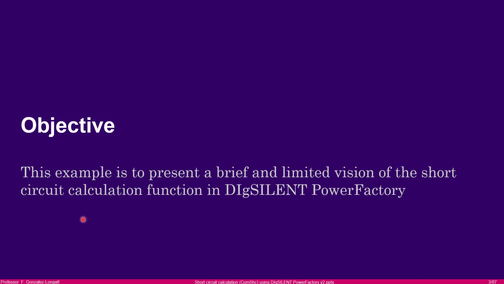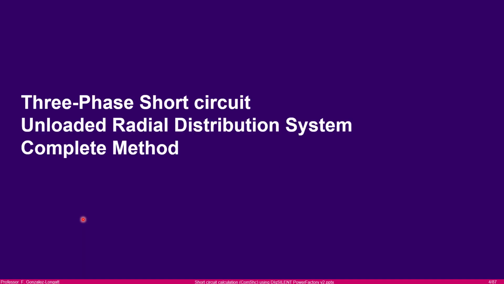What is the job today? The job today, sorry, is to present a very brief and limited vision about the short circuit calculation function inside the DIgSILENT PowerFactory. To be honest, this example is extremely simple. Some of my colleagues will say that this is extremely basic, that you are wasting your time, but here what I want to do is just a short introduction about three-phase short circuits. In this example, I will use an unloaded radial distribution system.